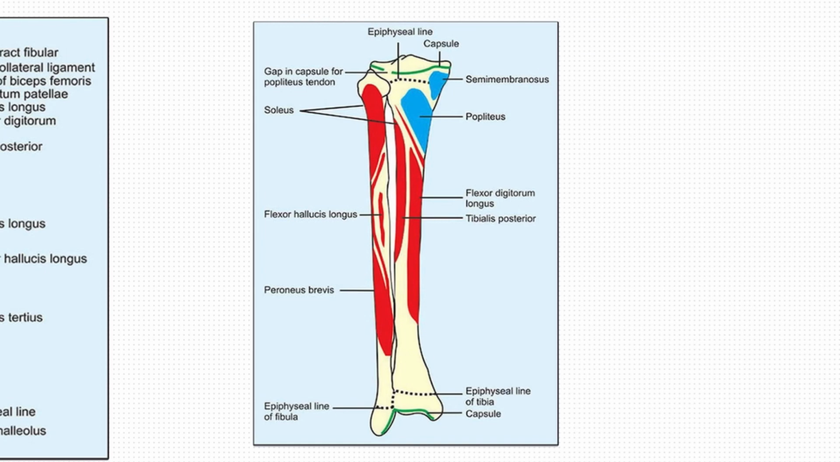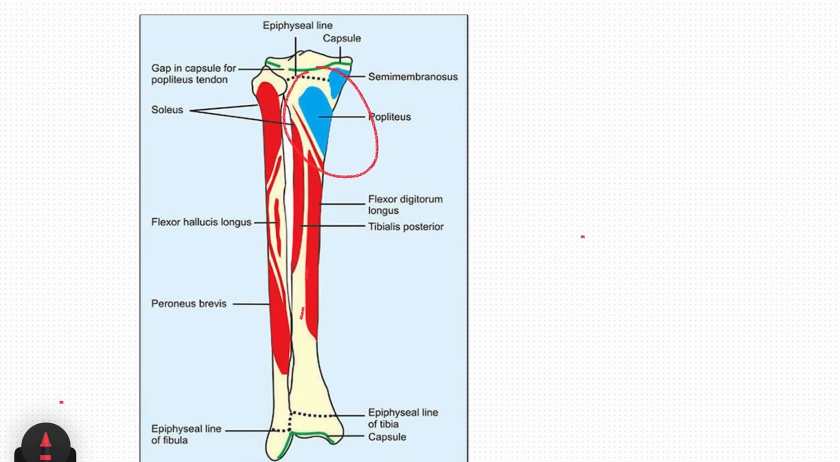Important attachments on the posterior surface of tibia. So on the posterior surface of tibia, we have a soleal line. This soleal line gives attachment to the soleus muscle and the fascia covering the popliteus muscle. Then this posterior surface is divided by a vertical ridge into two areas. The medial area provides attachment to the flexor digitorum longus, and the lateral area provides attachment to the tibialis posterior. Just above the soleal line there is a triangular area, and this triangular area provides insertion to the popliteus muscle.